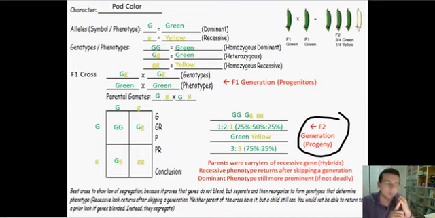So we talked about the true breeding cross, the parental cross, and the F1 cross, and now we have the F2 cross to finish it up.